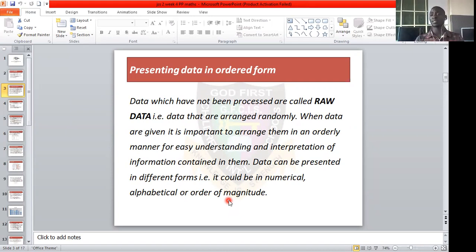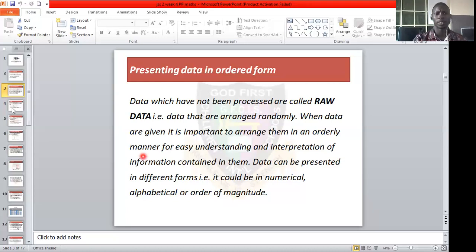It could be by sizes. You can say this ball is 2 kg, the next ball is 4 kg, the next ball is 6 kg, arranged in a sequential manner. So these are the ways by which data can be presented in an orderly form. So we look at the next.